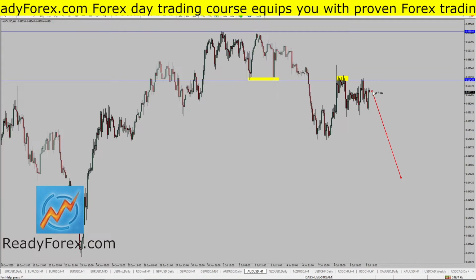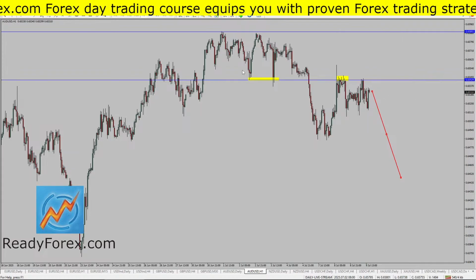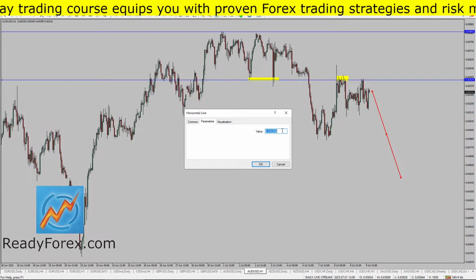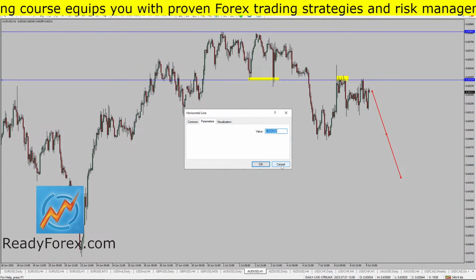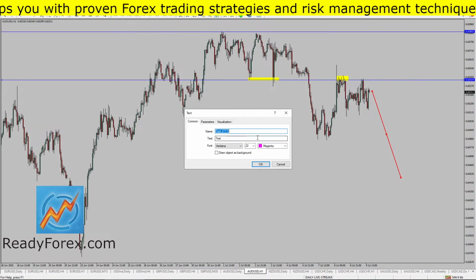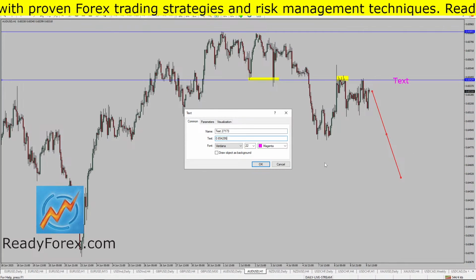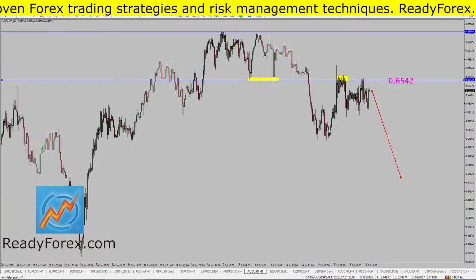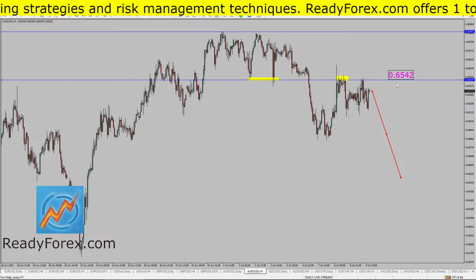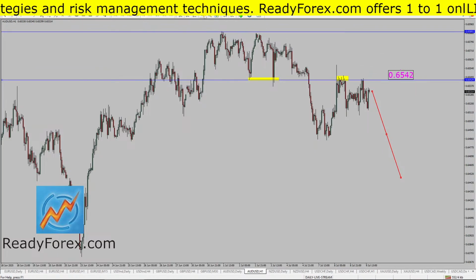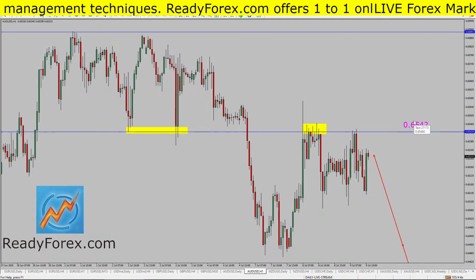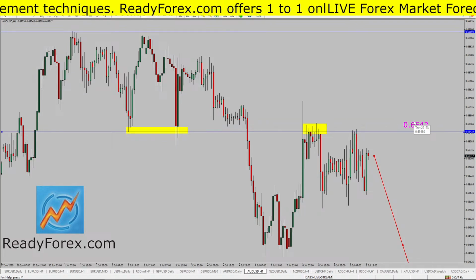Right now you see price action just keeps testing the 0.6542 level. Let me write down this level so it becomes easy for you guys to watch it. Okay, I hope this is clear. 0.6542. So as long as price action is staying below the 0.6542 level, my forecast is bearish for the Aussie dollar currency pair.